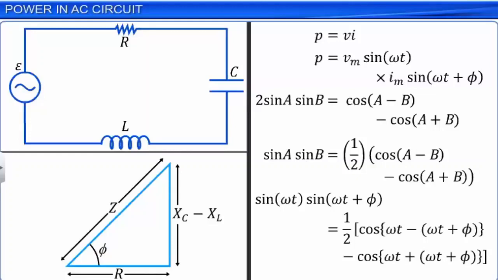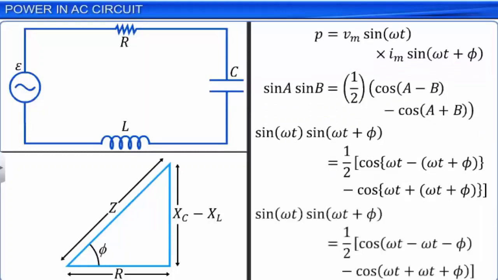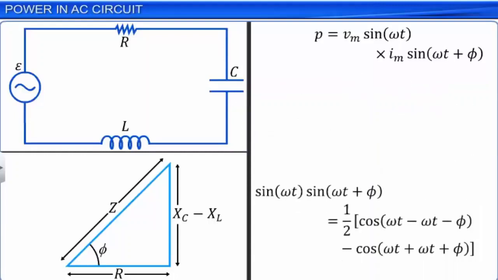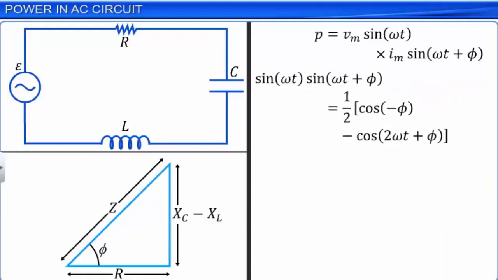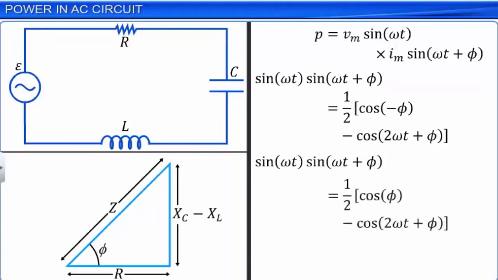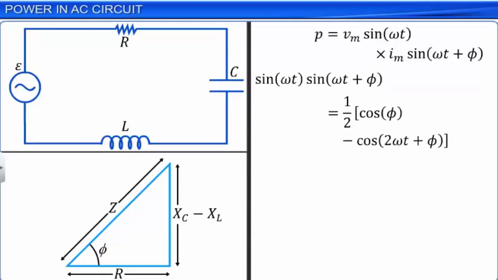On further simplification, we get sin omega t into sin(omega t plus phi) is equal to half into cos phi minus cos(2 omega t plus phi). Thus, the instantaneous power P can be written as Vm Im by 2 into cos phi minus cos(2 omega t plus phi). Let this be equation 4.